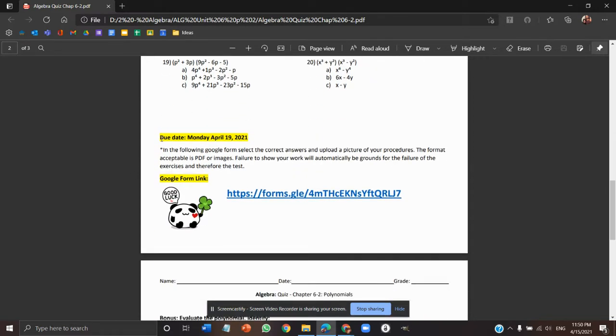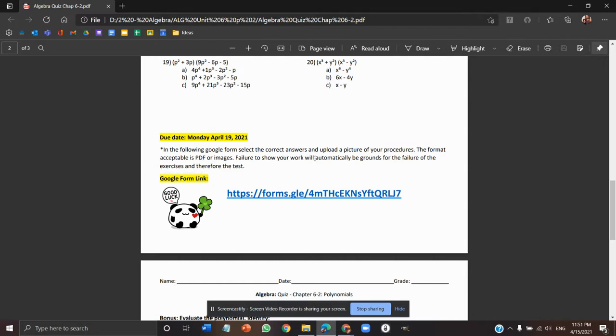Here you have some instructions, right? It says that the due date is going to be Monday. It says that in the following Google form, select the correct answers, because this is going to be with this Google form, and upload a picture of your procedure of all your math processes. The acceptable format is PDF or image.